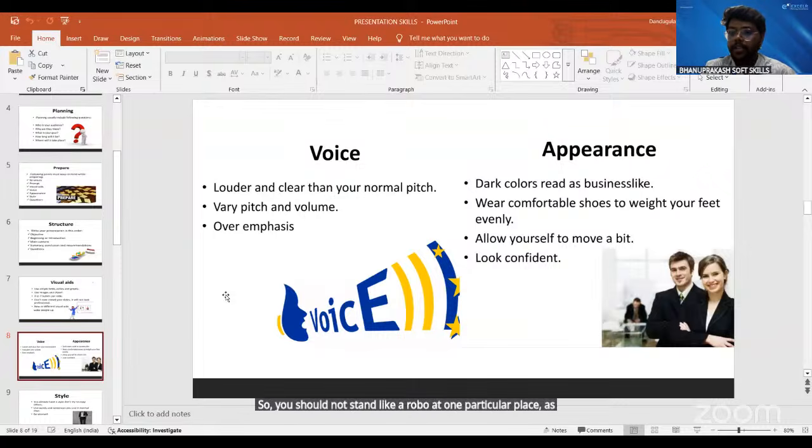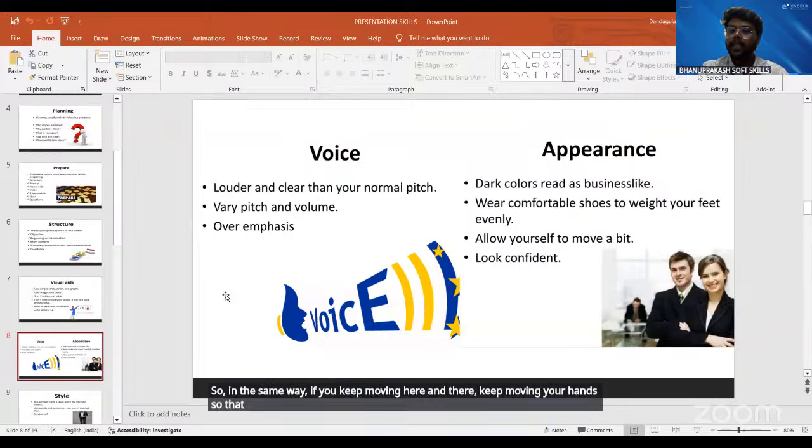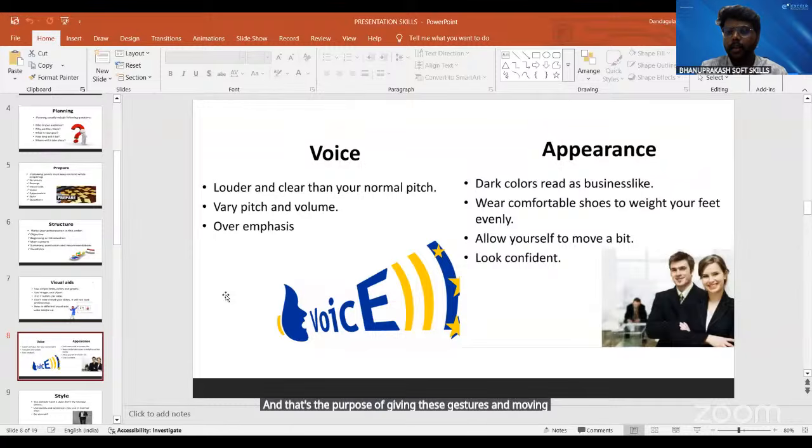As this is a presentation, as you need to make everyone attentive, you need to move here and there. Normally, if we look at one particular side and something is moving at the side, our concentration goes to that side automatically. It's a human response. In the same way, if you keep moving here and there, keep moving your hands, the audience automatically gives attention to you. That's the purpose of gestures and moving here and there. But that doesn't mean you should over-move.